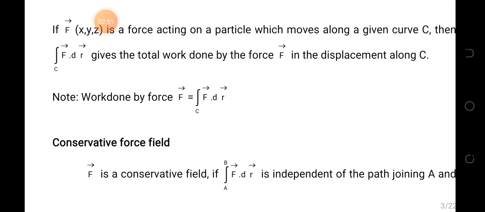Work done means the movement of a particle along some direction by the force, which is given as work done equal to integral over C f vector dot dr vector.